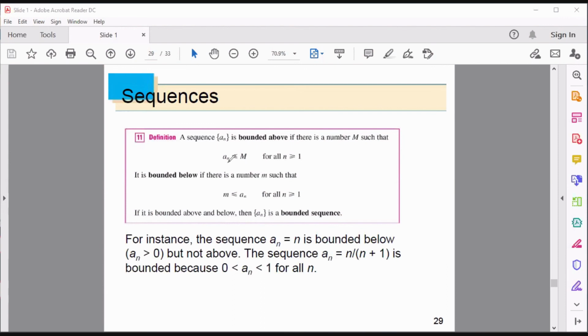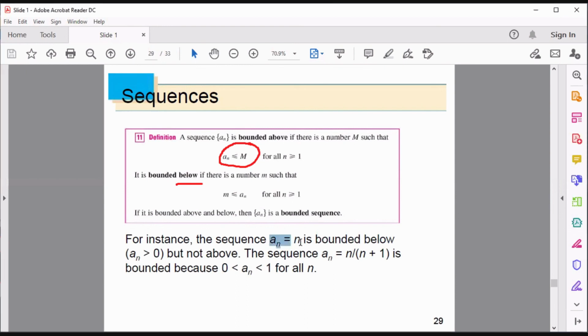Then another thing: we call a sequence bounded above or bounded below if we have this kind of inequality. An is less than something, or an is more than or equal to something independent of n, a constant. Capital M and small m are two real numbers. Then if we have this kind of inequality, we call this sequence bounded below or above. If we have both, above and below, then it's a bounded sequence. For example, n divided by n plus 1 is a bounded sequence because it's positive and it's less than 1. That's why it's bounded.